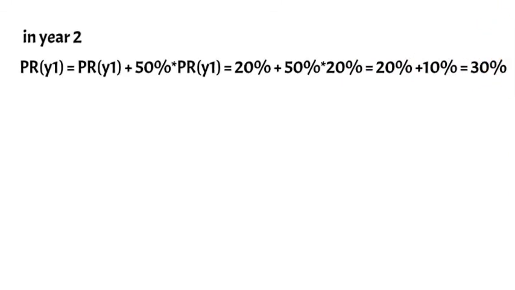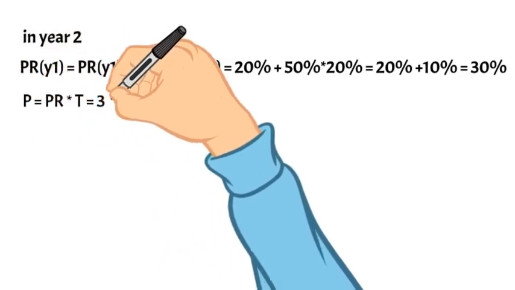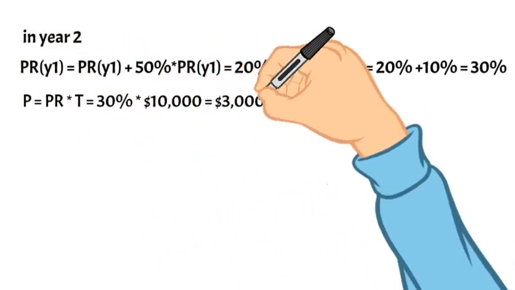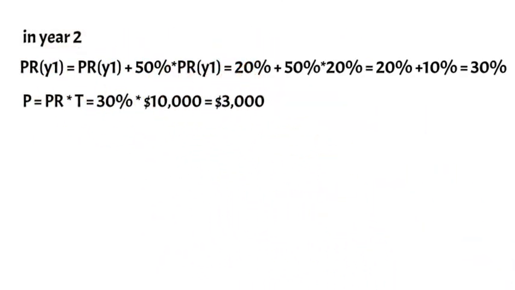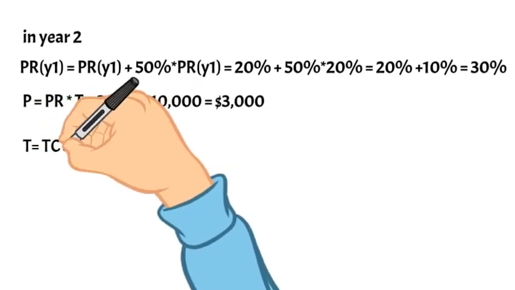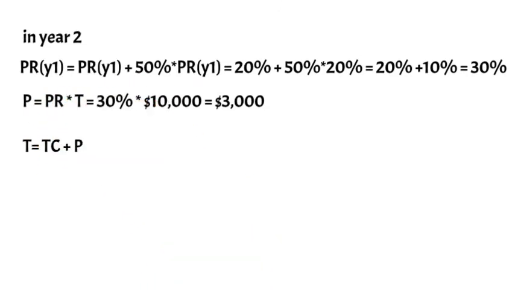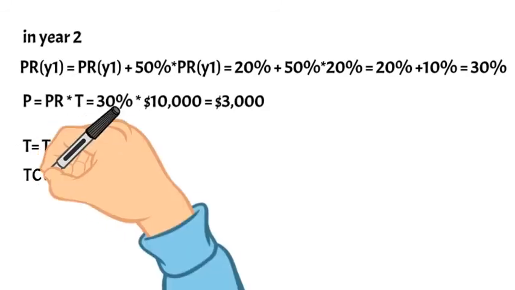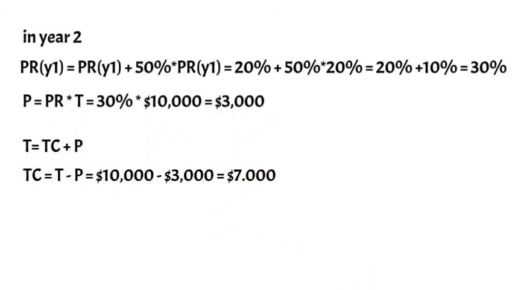Now that we know the profit rate and the turnover, we can also calculate the profit in year 2. The profit is equal to the profit rate multiplied by the turnover. So, it is 30% of $10,000, or $3,000. The profit from year 2 allows us to see how the total cost has evolved. Turnover is equal to the total cost plus the profit, so the total cost can be calculated by subtracting the profit from the turnover. If we subtract $3,000 from $10,000, we get a total cost of $7,000.